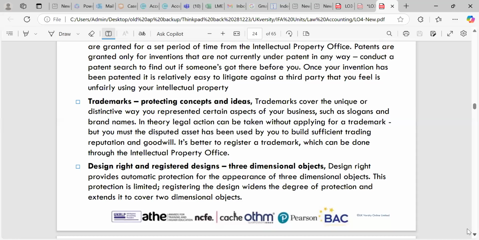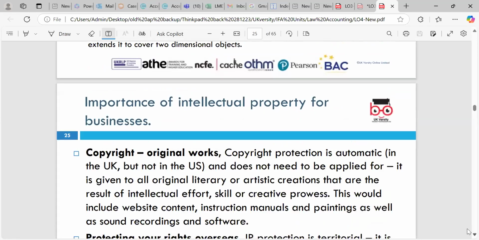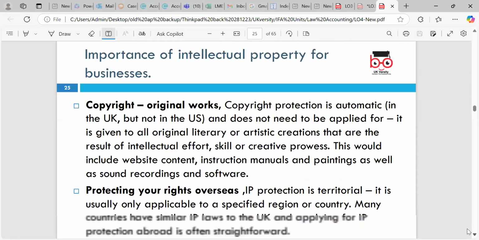Right, so for a three-dimensional object, the design right provides automatic protection for the appearance of the three-dimensional object. So you have to look within the law again. There can be many sections of it, but please, just a simple overview for our law from an accounting perspective.